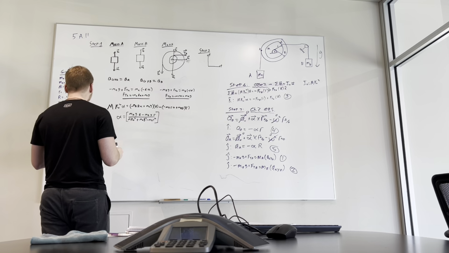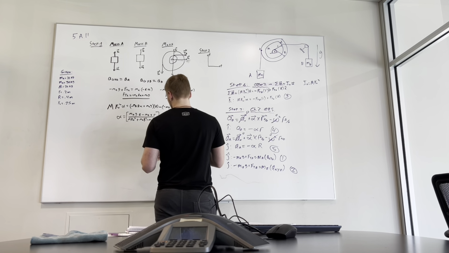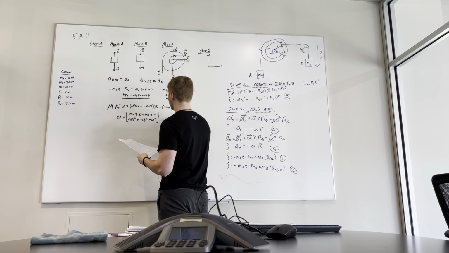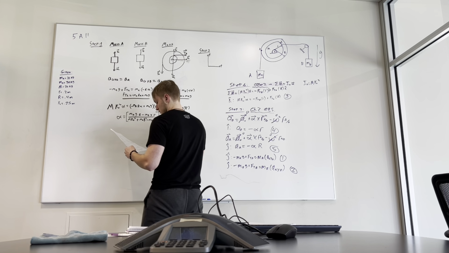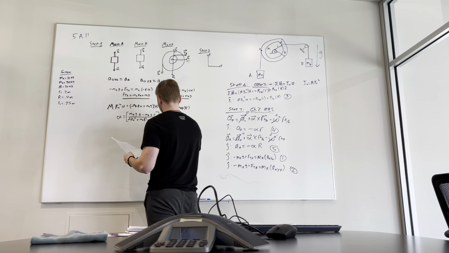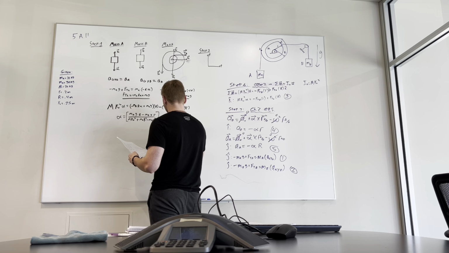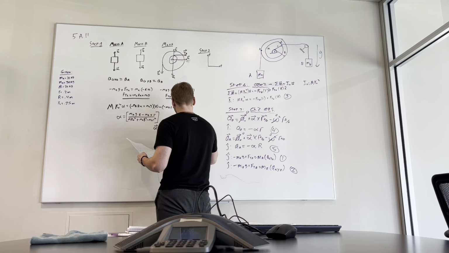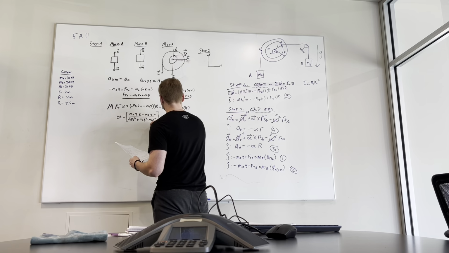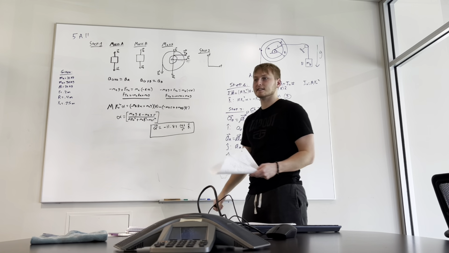And then when we plug in our given values into this equation, the answer for alpha will come out to be negative 11.89 radians a second squared, all in the k direction. And that is the answer to our problem.